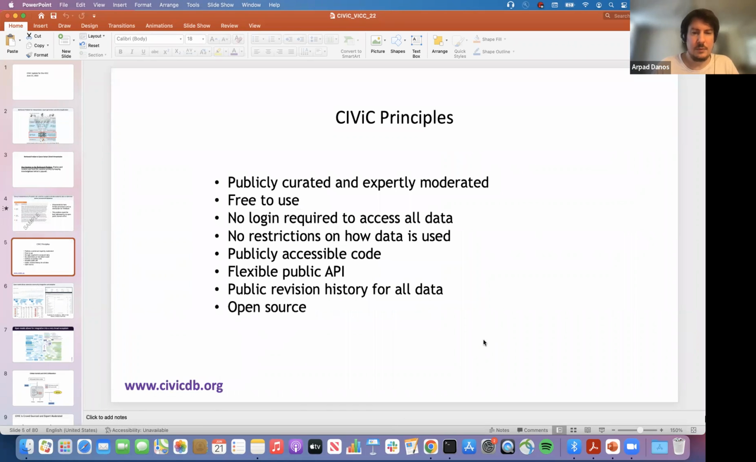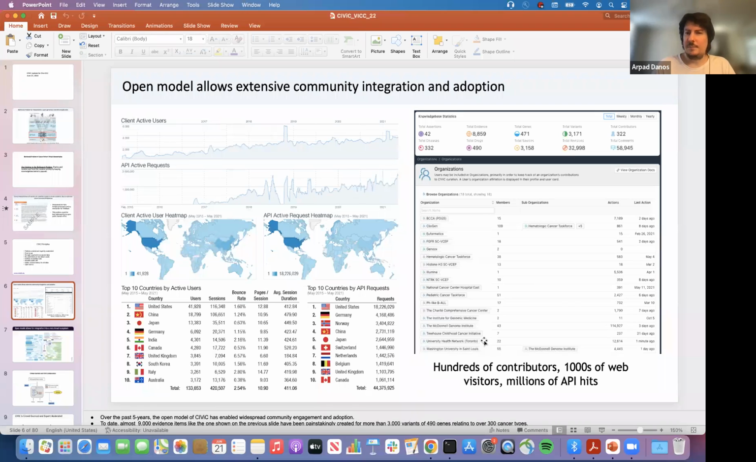The CIViC principles are like that. It's free, publicly curated, expert moderated. It's completely free to use with no restrictions, no login required. So public, flexible API, and the code is open source. These are some figures that have been published recently, some information on the adoption worldwide. I'm not going to spend a lot of time on this. This talk is really about the data model.